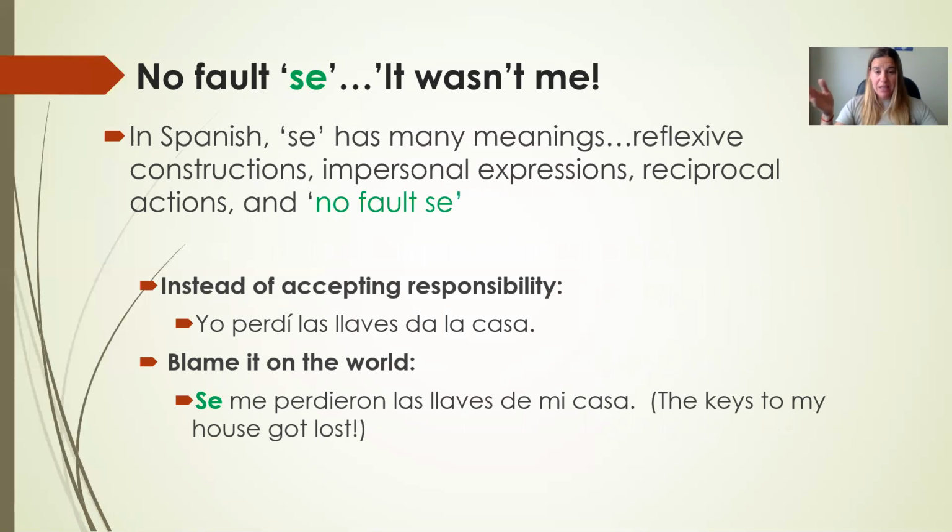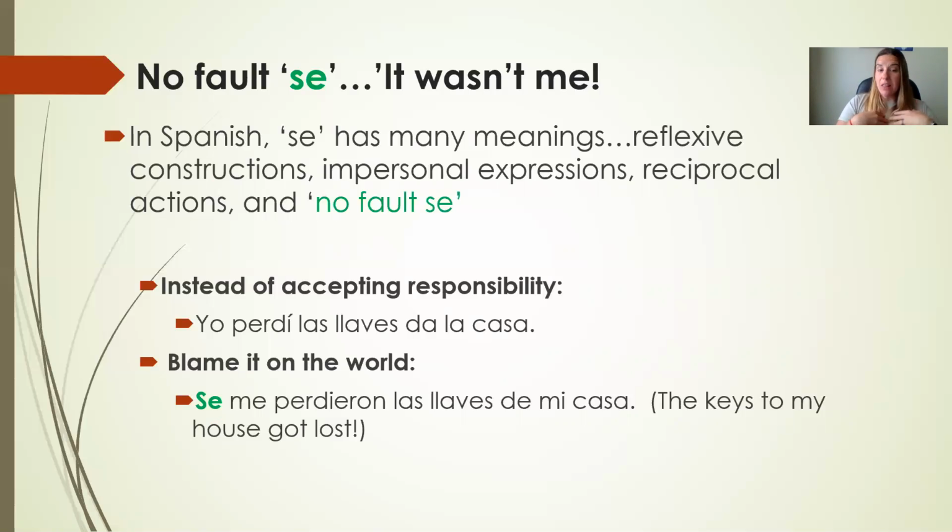We don't do this in English, but in Spanish, when something happens, the way to say that something happened, usually bad or with some sort of negative connotation, is, instead of saying that, oh, I did that thing, the way to say it in Spanish is that it happened to me. Like the world happened this thing to me. So it's kind of hard to explain, but let me just give you an example.